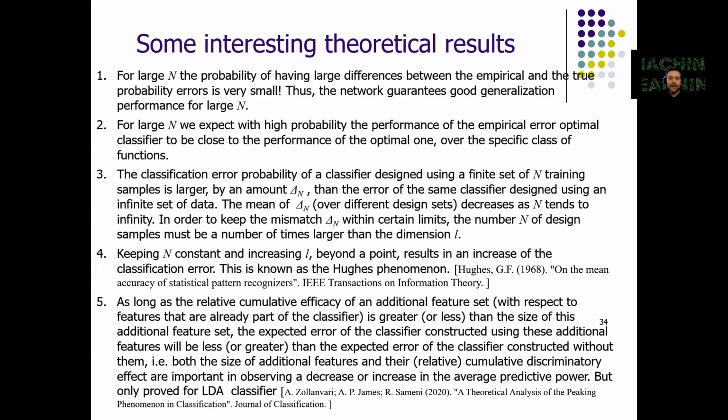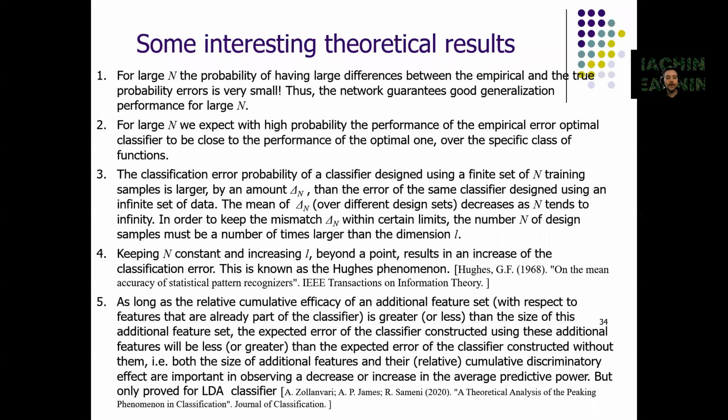And the main advice comes in the last sentence. If you want to keep the mismatch delta n within certain limits, then the number of training samples must be a number of times larger than the dimension of the input. This is something that we do in practice, and there is actually a theoretical justification for that.